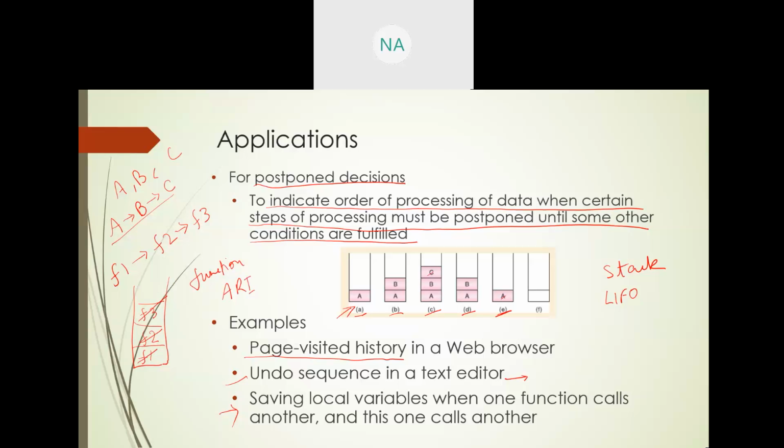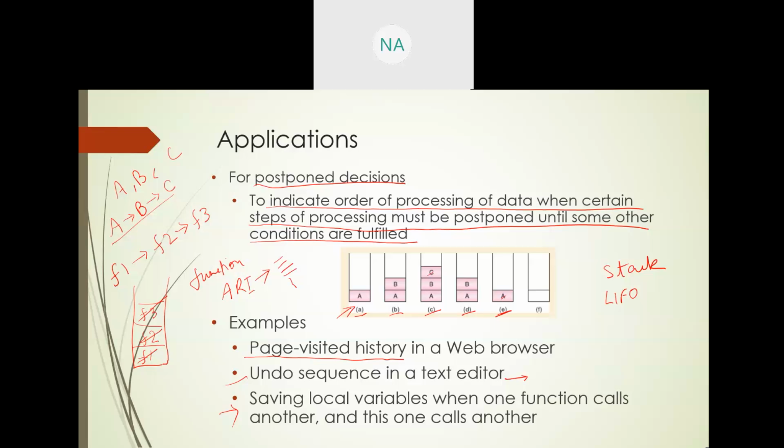And that ARI of the function contains all the information related to that function. That includes the function prototype, all the local variables, and all the parameters. That includes the return address of the function, and other information, right? So ARIs are pushed. So there are some applications. You can identify a lot of other applications.